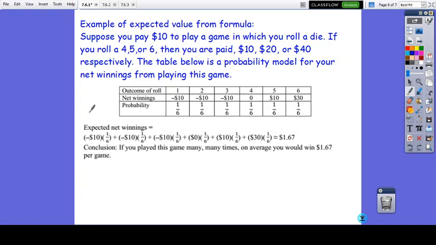The way that you would do your expected winnings from this is you would do your negative 10 times 1/6, your negative 10 times 1/6, your negative 10 times 1/6, your 0 times 1/6, 10 times 1/6, and 30 times 1/6, and add all of those together. And in conclusion, you're expected to win about $1.67. So really, if you're looking at this amount and knowing that you might lose $10, is this worth it? Most people would say no. But that is how casinos make their money.